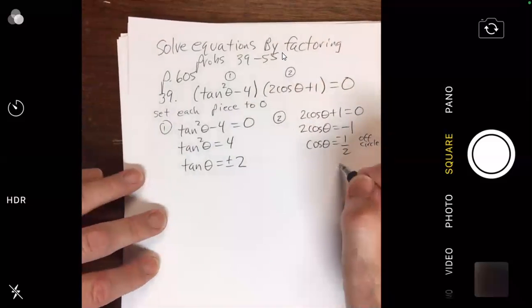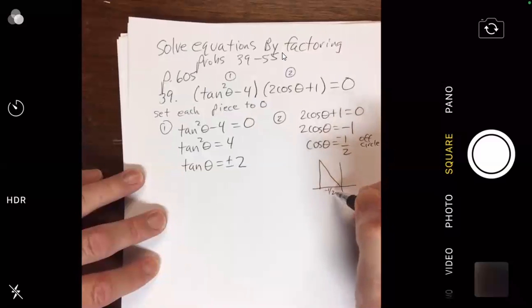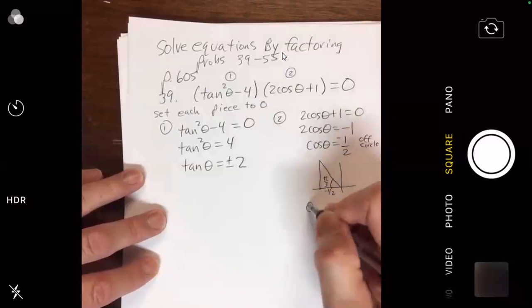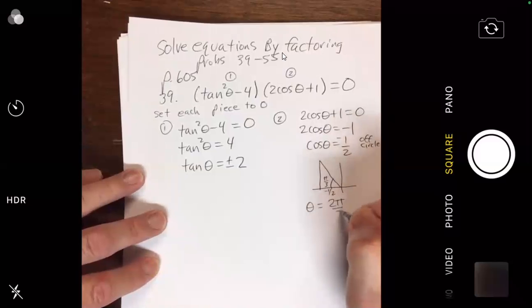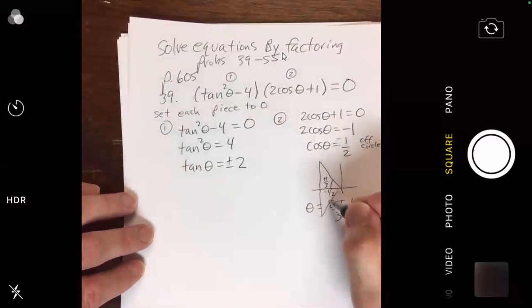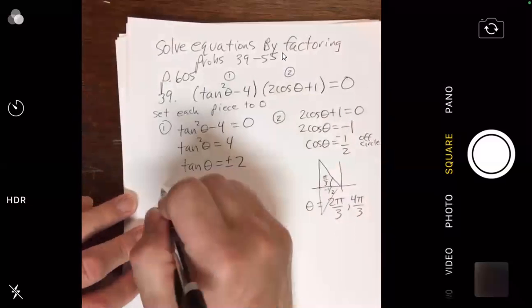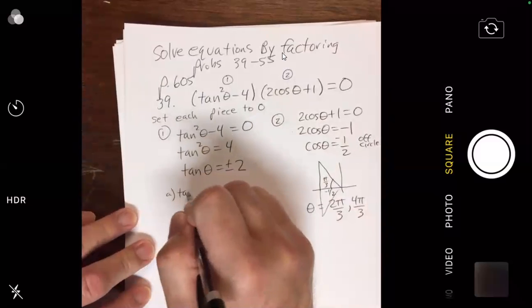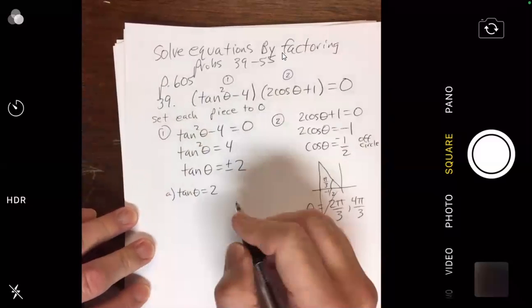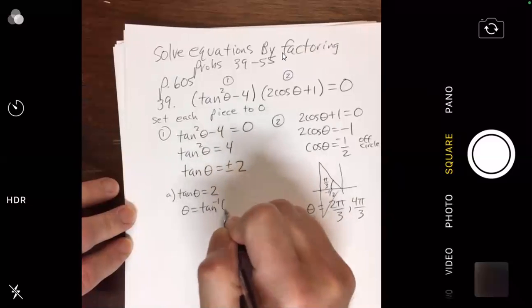I'll do this one first. If your cosine theta is negative 1/2, negative 1/2 there, you're at a reference of pi over 3 there. So you'd be at 2 pi over 3. And down here, you'd be at 4 pi over 3. Pi over 3 bigger than pi, pi over 3 less than pi. Over here, you're going to have to bust these up to be tan theta then equals 2. Theta would be the arctangent of 2.